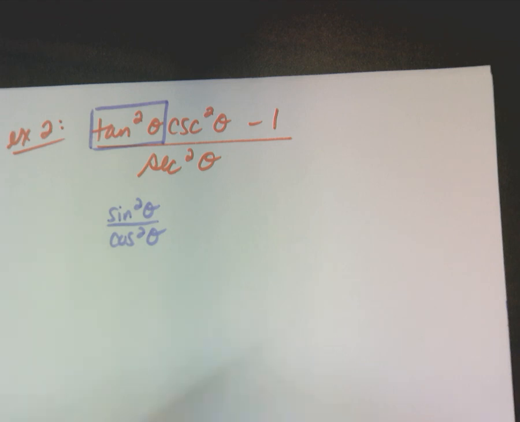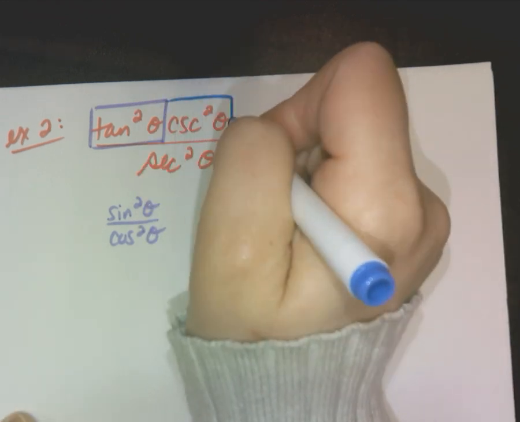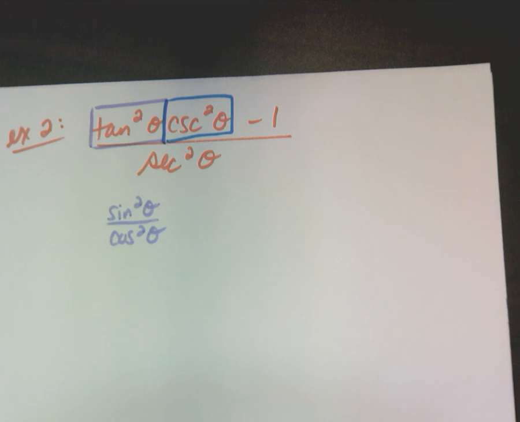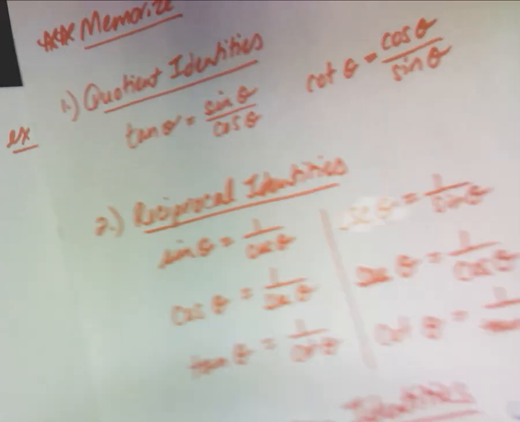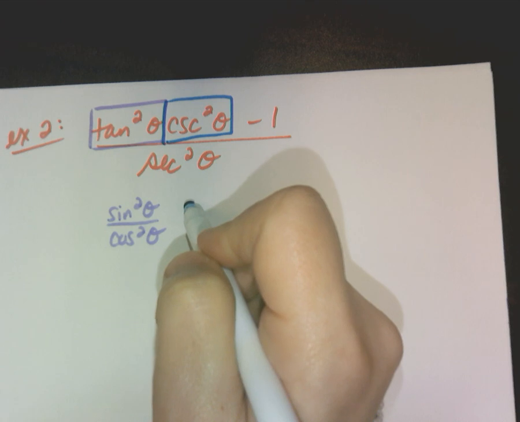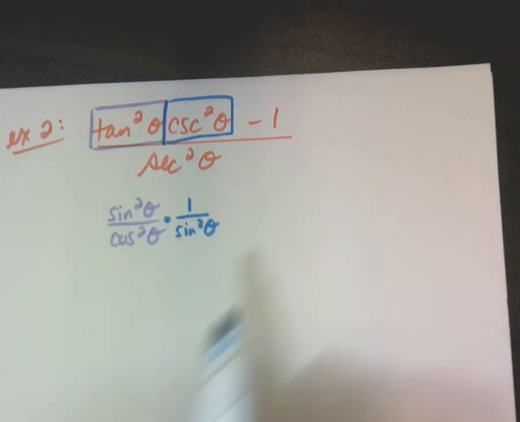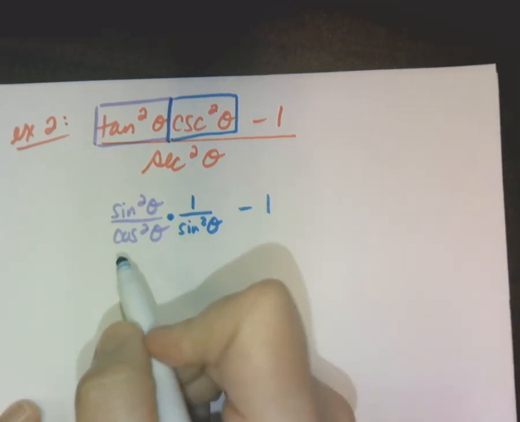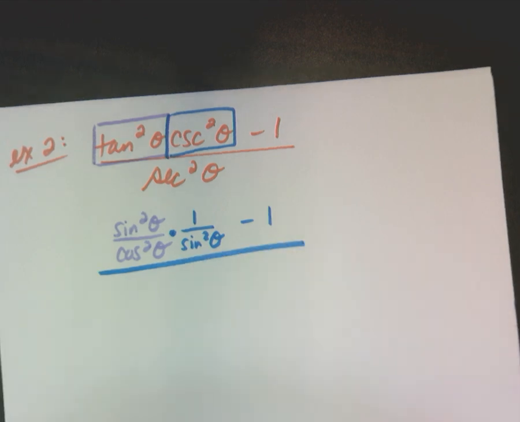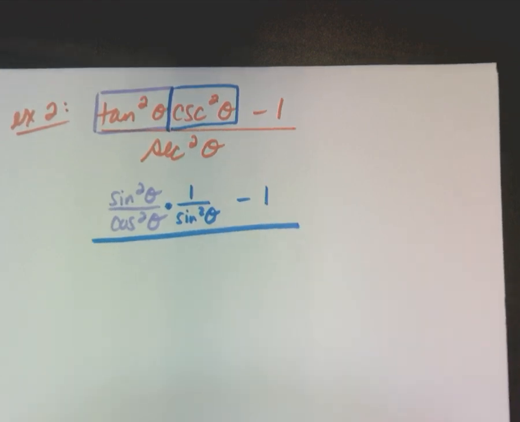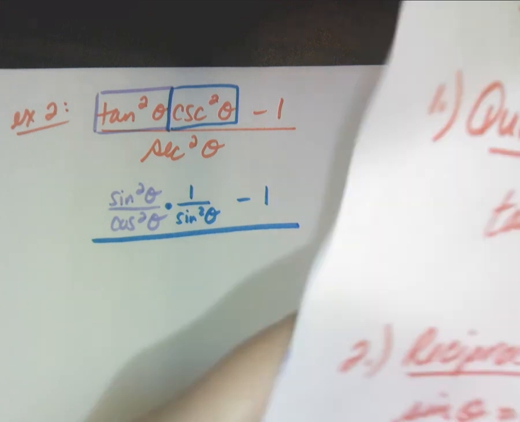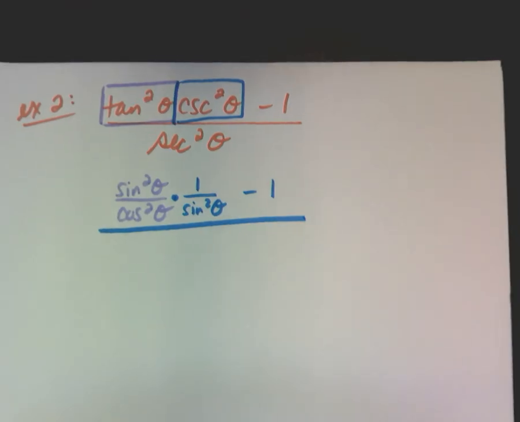Okay. Then cosecant squared, right here. Cosecant squared, what would that be? 1 over sine. Since it's squared, I'm going to write 1 over sine squared. And these are next to each other, which means multiplication, so I'm just going to put a little multiplication sign right there. All right. Now, minus 1. I'll leave it as minus 1 over secant squared. Secant squared is equivalent to 1 over cosine squared.